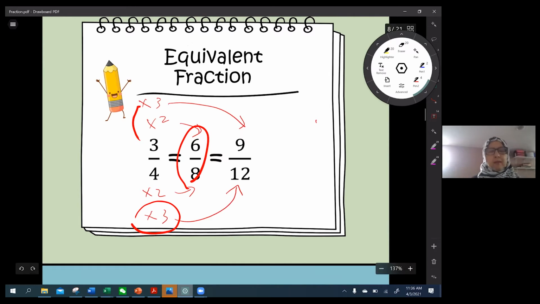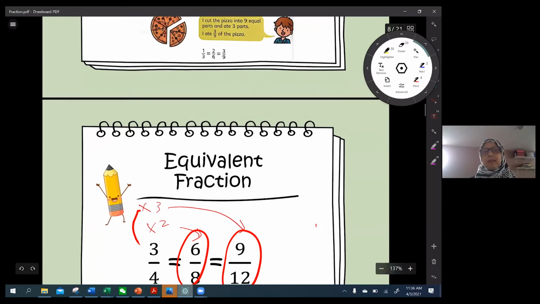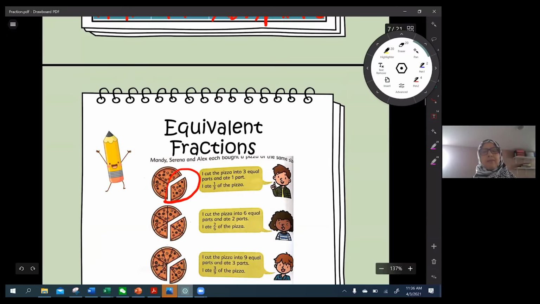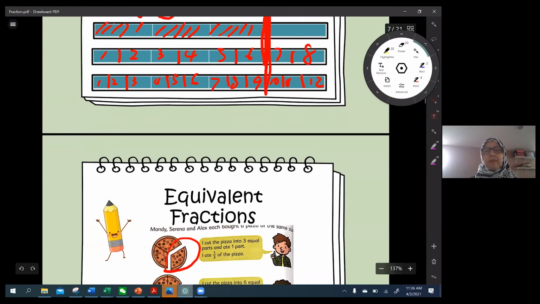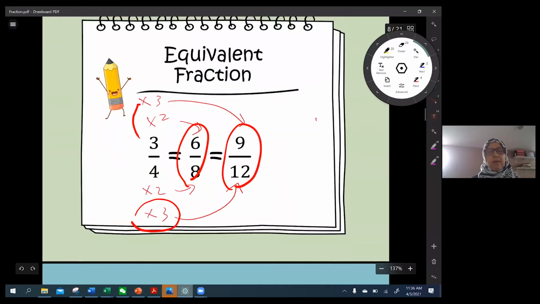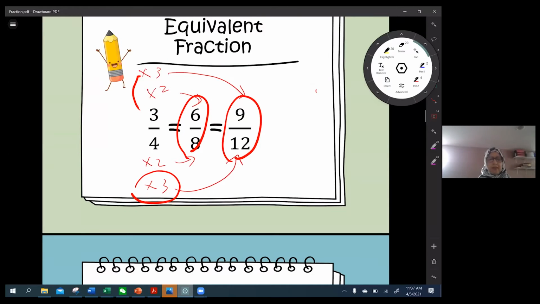So you can see, are these equivalent fractions? Yes. Exactly the same way. Either you draw, or you can multiply your denominator and numerator with the same number. Then you will get your equivalent fraction. Any question about this method? No. This is just one extra way that I'm teaching you to do it faster.